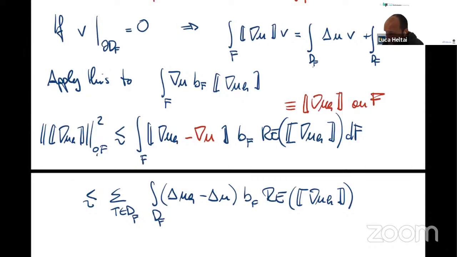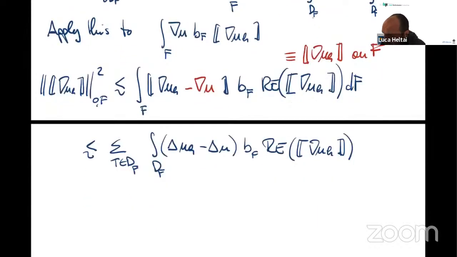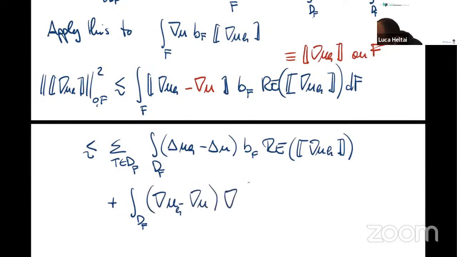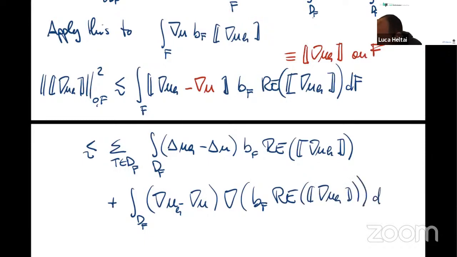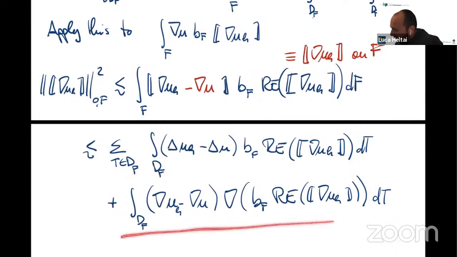Okay, so if I apply the lifting and I apply BF of the jump of the gradient of UH, so this part is the first part, and then the second part I can still write as the integral on df of the gradient of UH minus the gradient of U applied to the gradient of BF lifting of the gradient of UH. And this is in D, and this is in dt as well. Okay. So here I need to split the integral in two parts, and here I keep the integral separated.